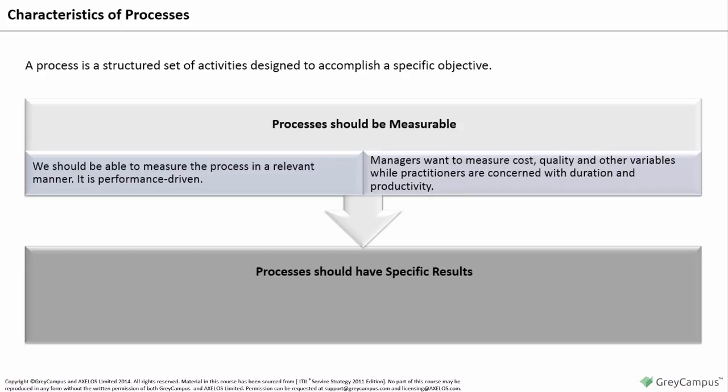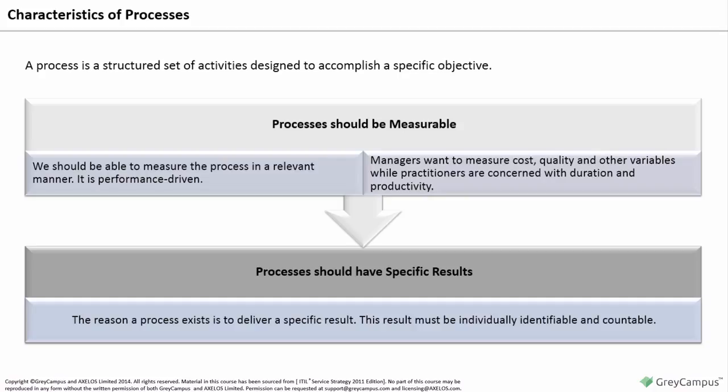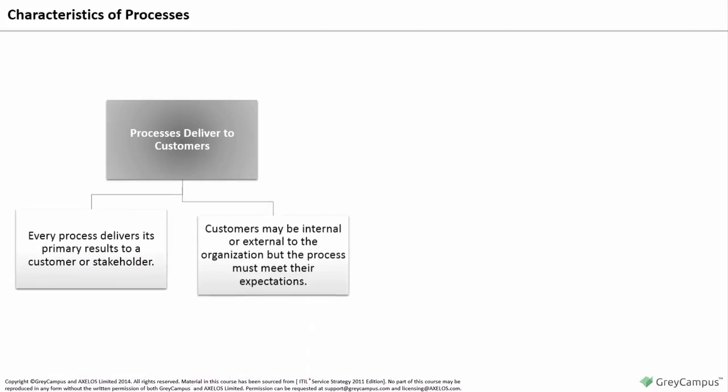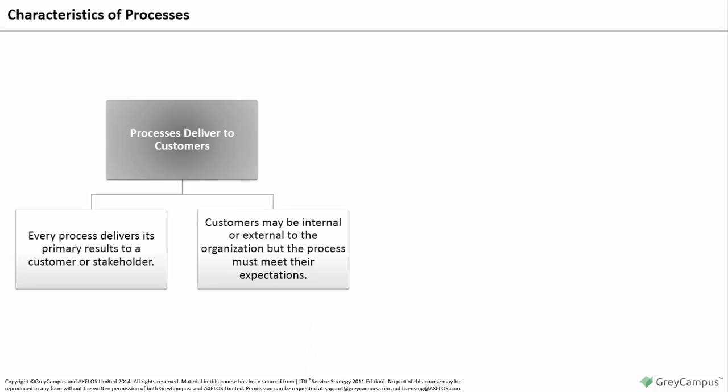Processes should have specific results. The process exists for a reason, to deliver a specific result. This result must be individually identifiable and countable. Processes deliver to customers. Every process delivers its primary results to a customer or stakeholder. Customers may be internal or external to the organization, but the process must meet their expectations.